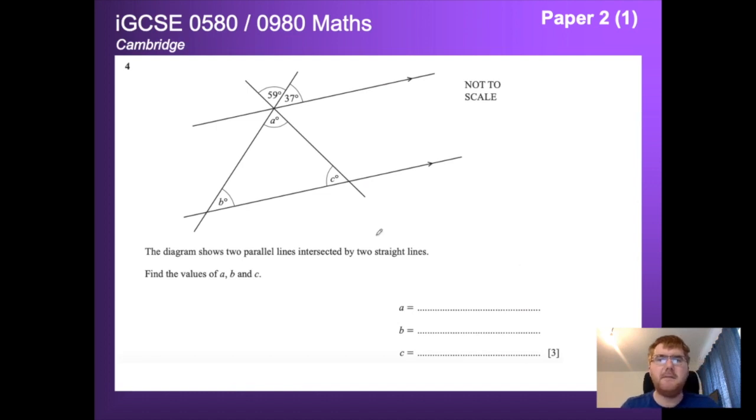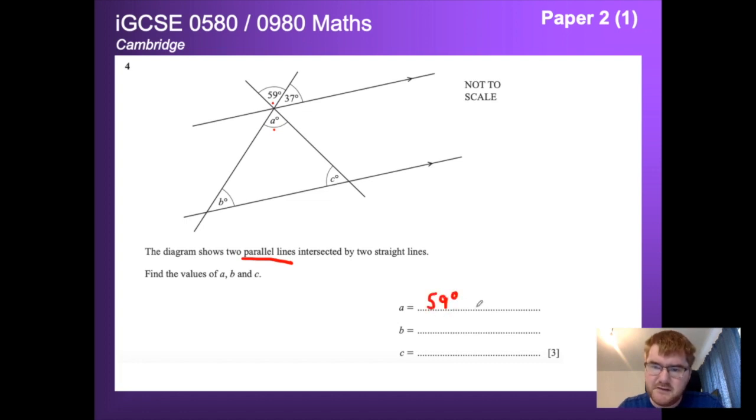Number 4, we've got some angle calculations to do here. So we've got two parallel lines, that's very important. We can use all that knowledge you've built up of corresponding and alternate interior angles, and we need to find the values of A, B, and C. Very typical 0580 question. So let's start with angle A. Now notice this angle here, 59, is vertically opposite A. So we know then that this angle is the same as this angle.